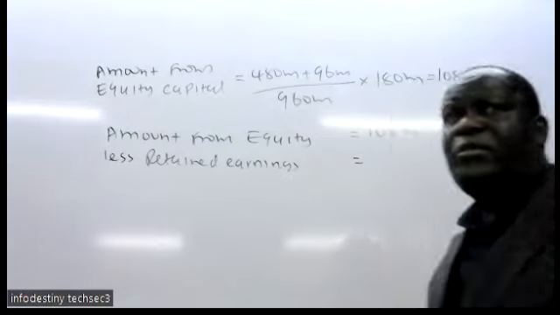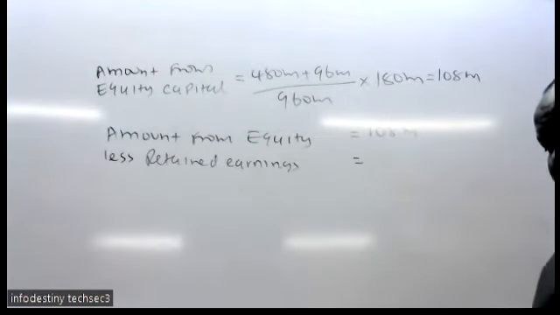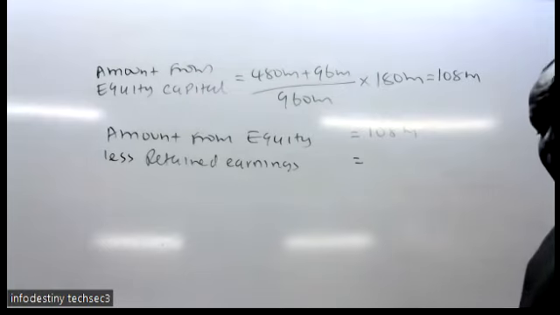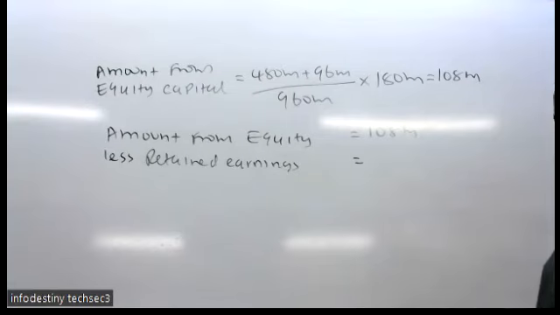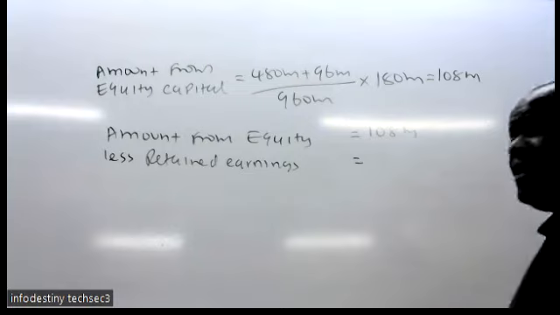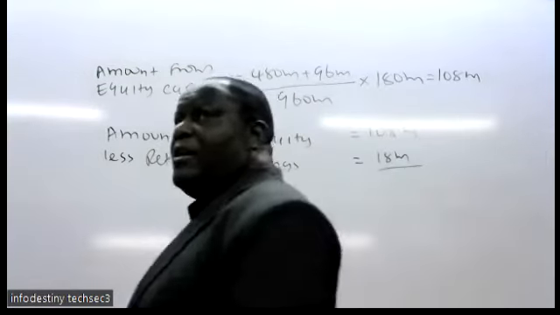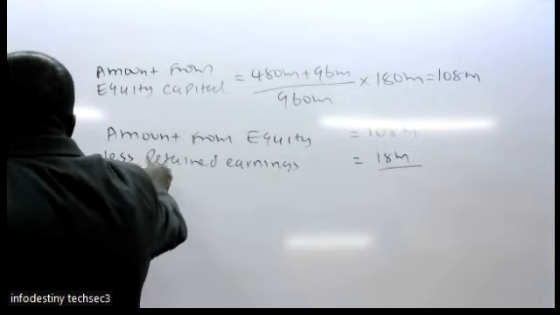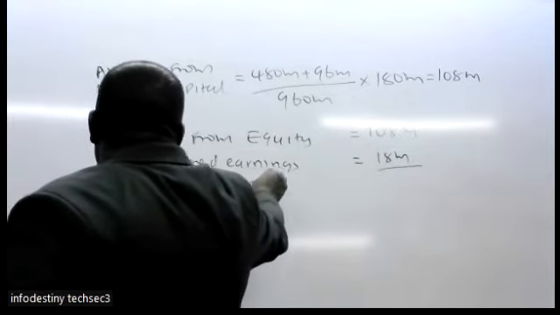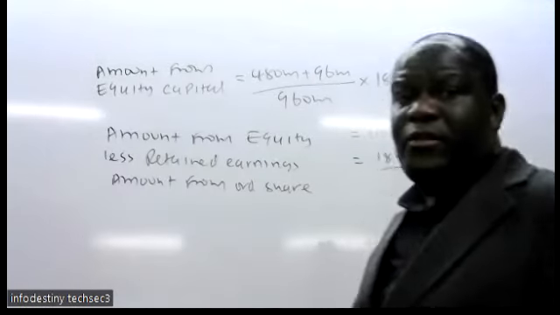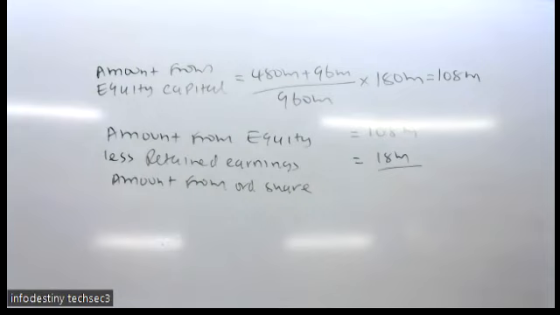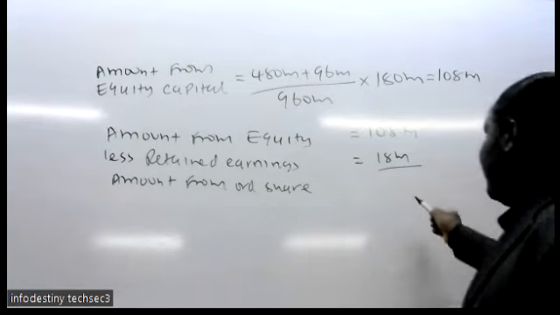The retained earnings were given. Are you able to see the amount in note five? The firm expects to retain 18 million to finance this investment. So subtract 18 million, so that the balance is now the amount from the ordinary share. When you take 108 minus 18, it will give us 90 million.